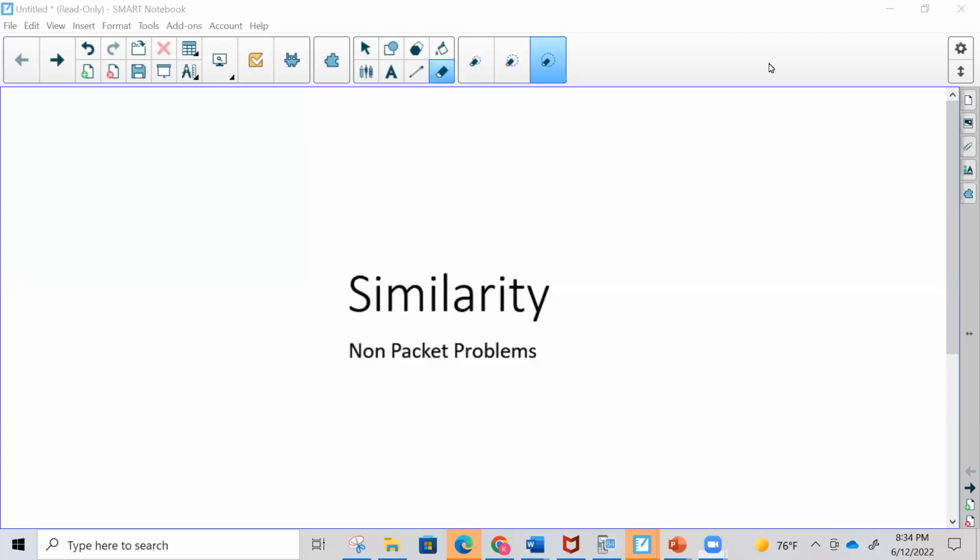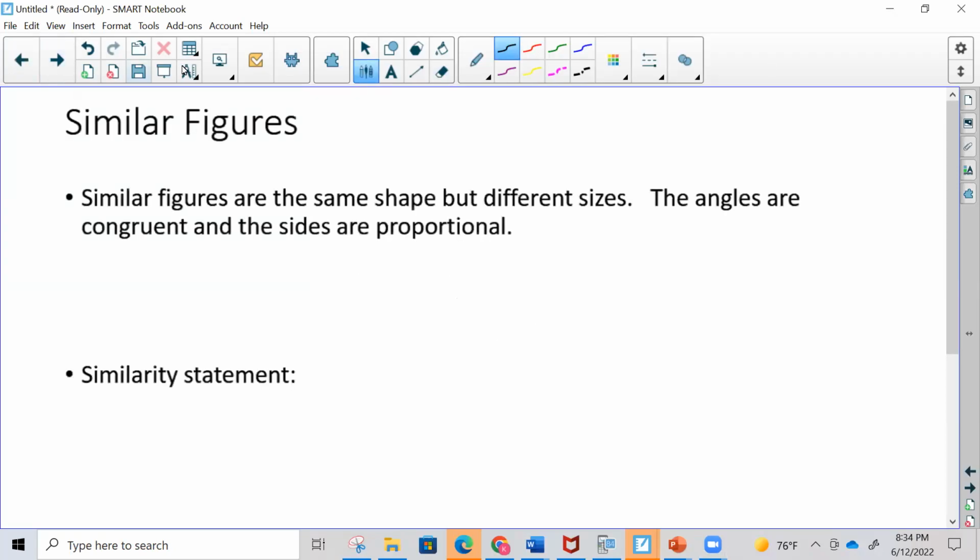Okay, so in this video, we're going to look at similarity. We're going to define it and do some examples. So similar figures are the same shape, but different sizes. The angles are congruent and the sides are proportional.